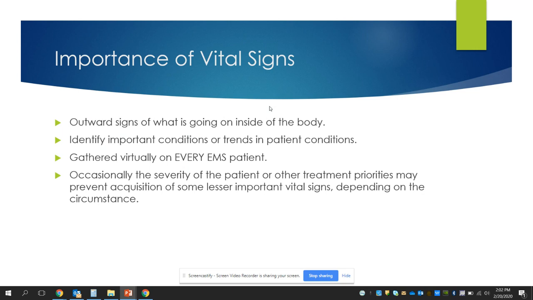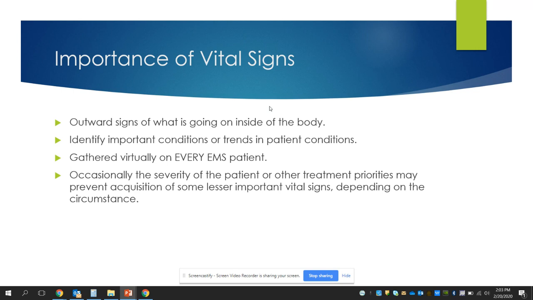So why are vital signs important in the first place? Well, they are the outward sign of what's going on inside of the body, and they're going to help us identify what's going on with the patient. Are they improving? Are they deteriorating? And we're going to gather them on basically every EMS patient that we come into contact with. So if it's a medical patient, if it's a trauma patient, we're going to get those vital signs. Even someone we might get a refusal on, we're still going to probably get a set of vital signs.